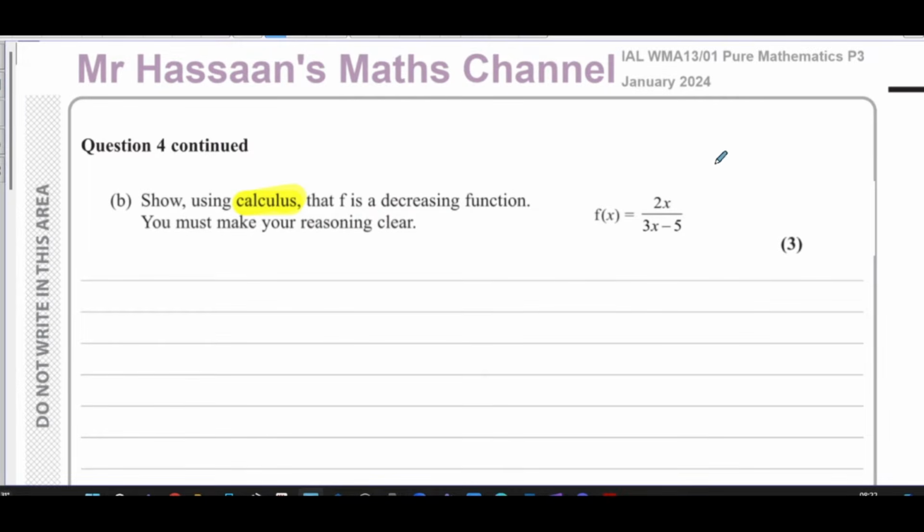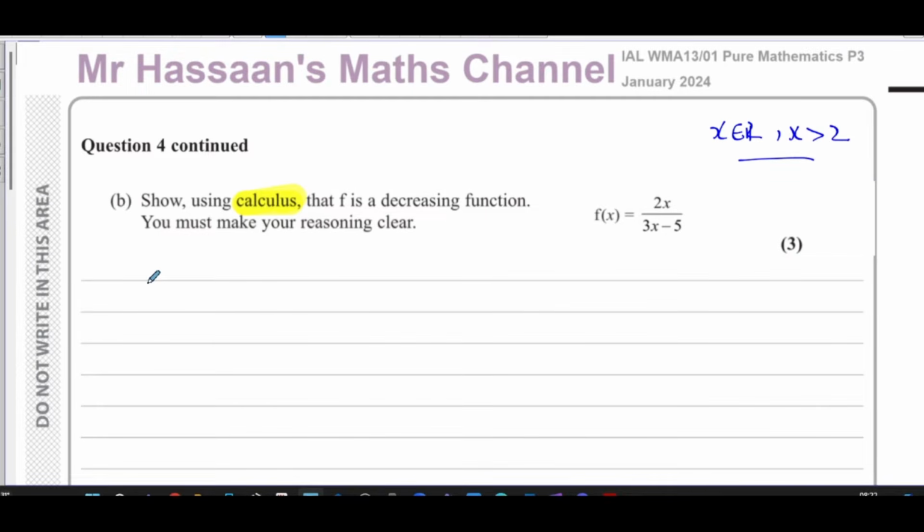x is an element of the real numbers, and x is greater than 2. That will help us here in this question. So we want to show that f is a decreasing function. A decreasing function is a function that always has a positive gradient.